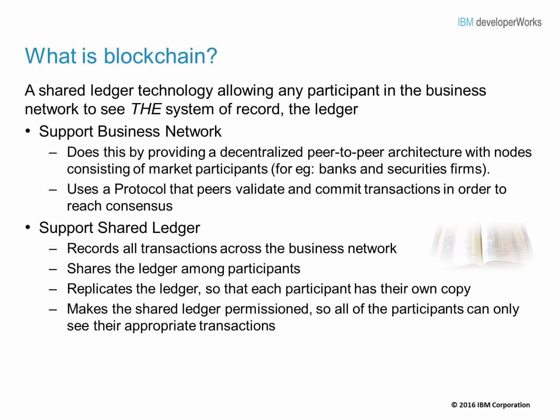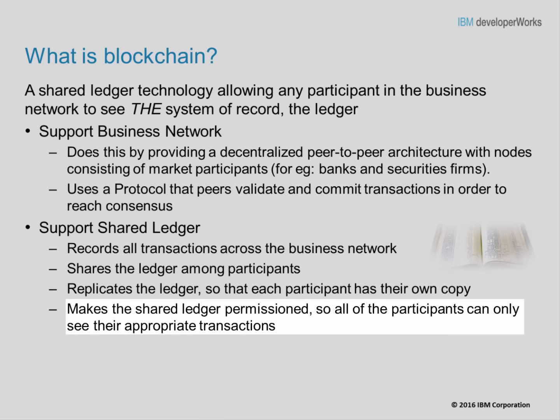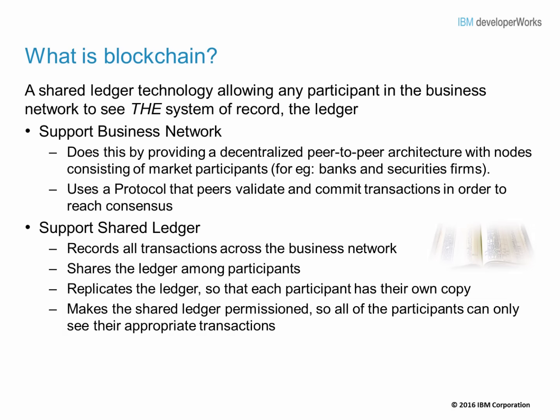Here are a few actions performed by blockchain to support shared ledger. Blockchain records all transactions across the business network. Blockchain shares the ledger among the participants. Blockchain replicates the ledger so that each participant can have their own copy. Blockchain makes the shared ledger permissioned so all of the participants can only see their appropriate transactions. Often, these companies can use multiple ledgers for multiple business networks in which they participate. Blockchain can be used for recording and totaling financial transactions across these ledgers.